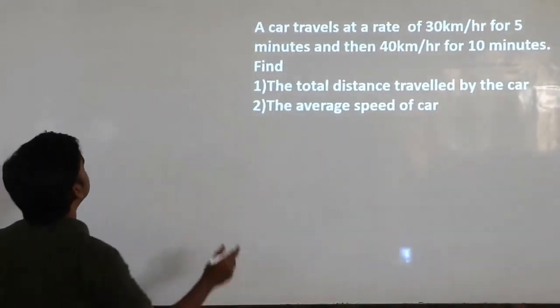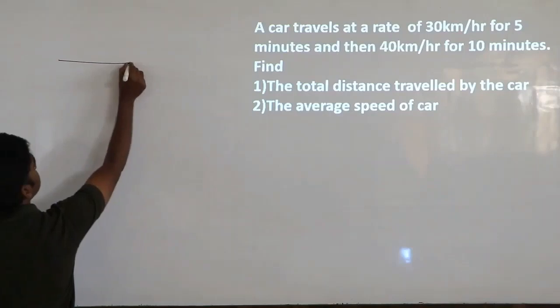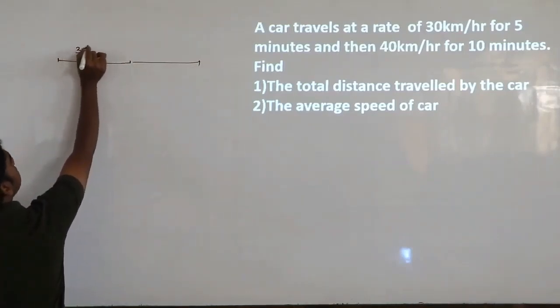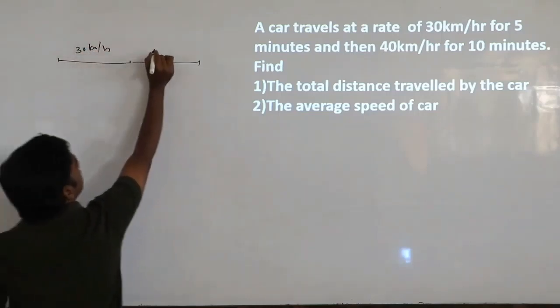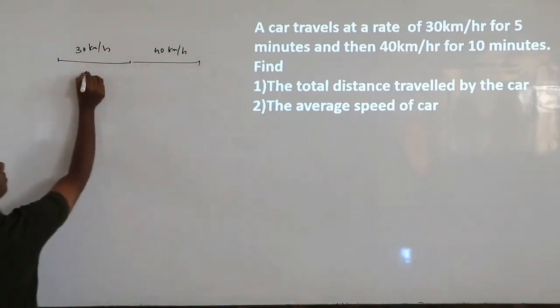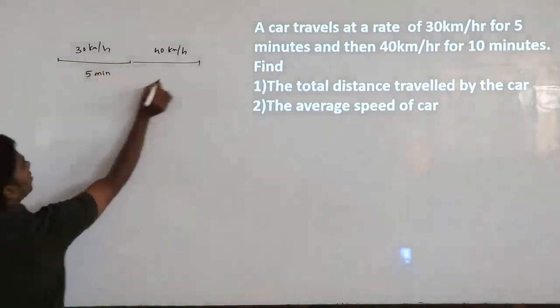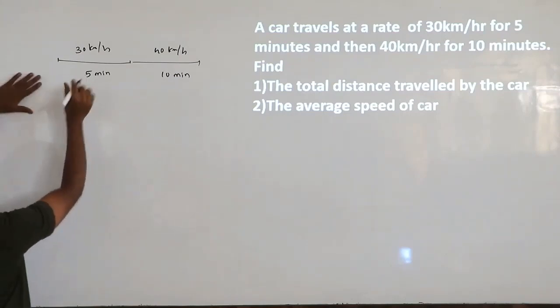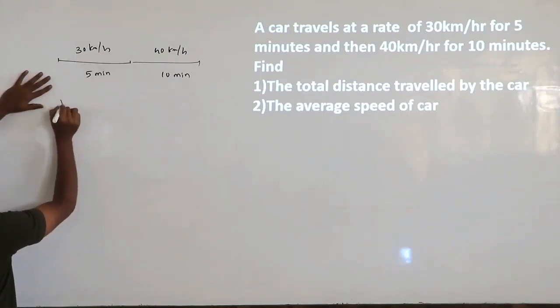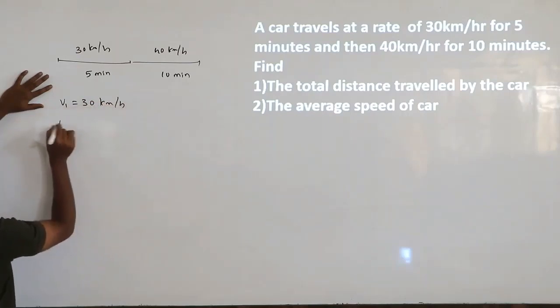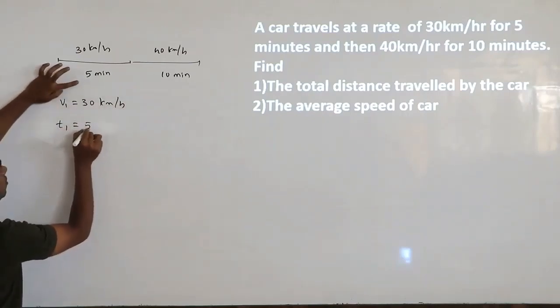Very simple. So a car is traveling. First it will travel with a speed of 30 km per hour, then it will travel with a speed of 40 km per hour. This is for 5 minutes and this is for 10 minutes. Listen here, time T1. So V1 is what? V1 is 30 km per hour. What is T1? T1 is 5 minutes.